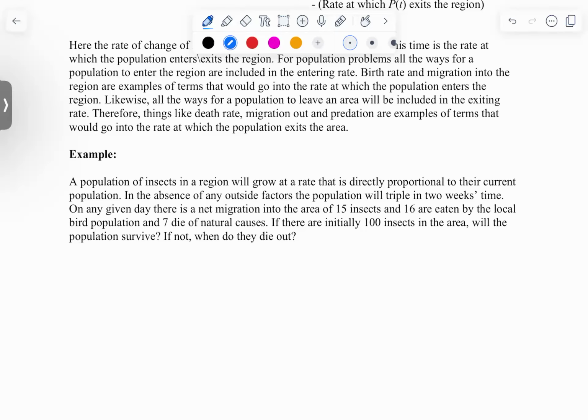Population of insects in a region will grow at a rate directly proportional to their current population. Directly proportional, we'll come back to that in a minute. In the absence of any outside factors, that's big wording as well. Lots of things to pay attention to. Population will triple in 2 weeks' time. On any given day, there is a net migration into the area of 15 insects. 16 are eaten by the bird population, 7 die of natural causes. There are initially 100 insects in the area. Will the population survive? If not, when do they die out?